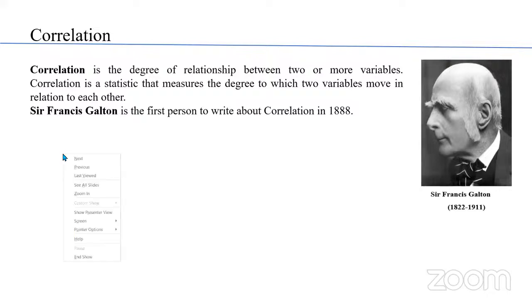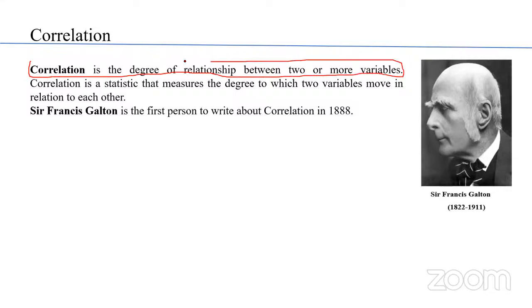Very nice. So all three have given very good, practical examples. Okay. And correlation simply deals with the degree of relationship between two or more variables.